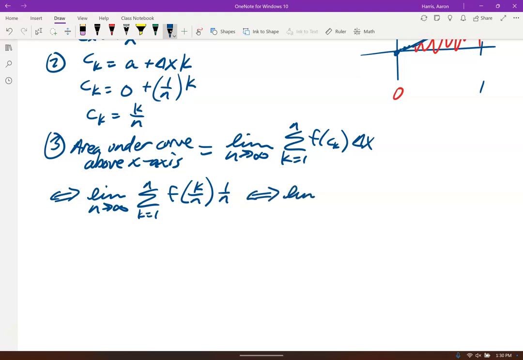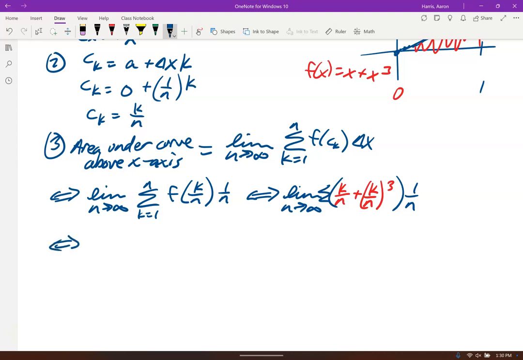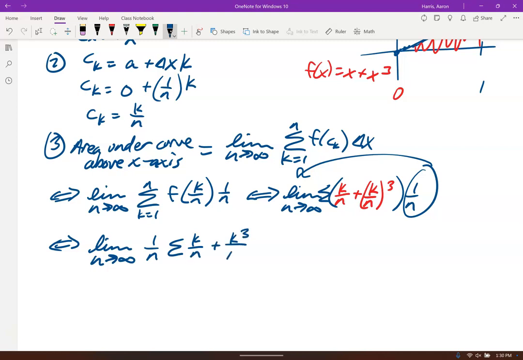And so this will be limit n goes to infinity. And remember, our f of x was x plus x cubed. And so it'll be k over n plus k over n cubed. That's our f of xk, and then our delta x is just 1 over n. Let me put that 1 over n in front of the summation. So we got limit n goes to infinity, 1 over n summation, and I have k over n plus k cubed over n cubed.